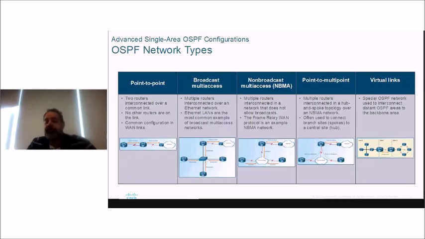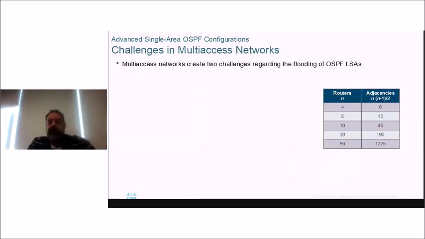And then virtual links are the links that are used by Cisco to break the rules about all areas must directly connect into area 0. So we won't have to worry too much about that.